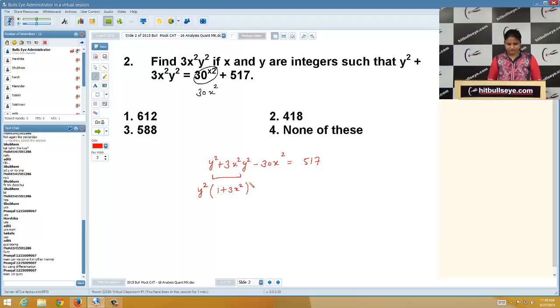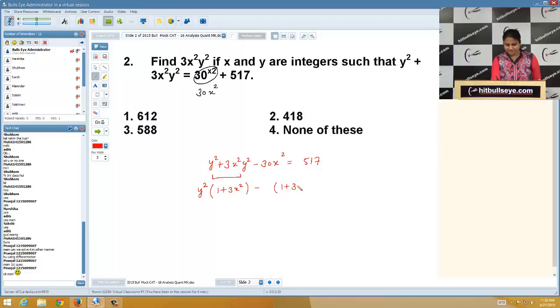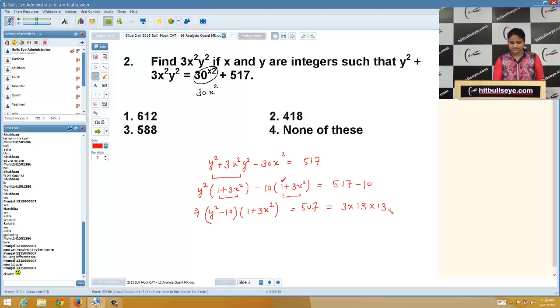Pranjal, let me complete the difficult ones first, then I will come to your doubts. Now I will make a similar factor inside. See, we need 1 plus 3x square here, 1 plus 3x square here. So I am multiplying this by 10. To balance both sides, you have added 10, so I am subtracting 10 here. So it becomes y square minus 10 times 1 plus 3x square, which should be equal to 507. Now 507 can be written as 3 into 13 into 13.